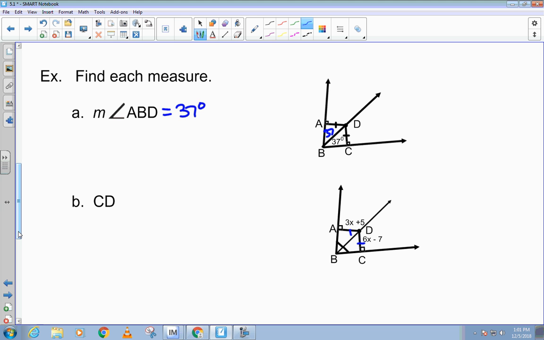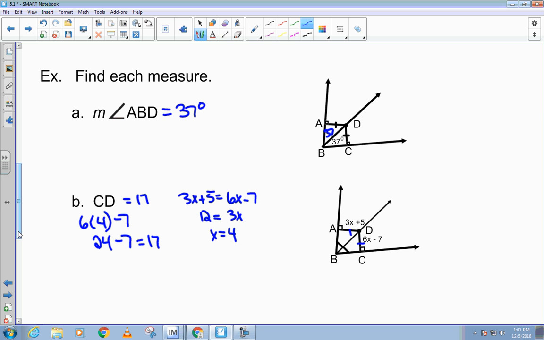So, I want to find the length of CD, which means I have to find X first. What am I going to do to find X? Set AD and CD equal to each other. So 3X plus 5 equals 6X minus 7. So that ends up being 3X equals 12. Divide both sides by 3, and X is 4. Is that my answer? No, I'm still looking for CD, so I got to go plug it in. Okay, and that would be 6 times 4 minus 7. 6 times 4 is 24. Minus 7 is 17. So CD is 17.